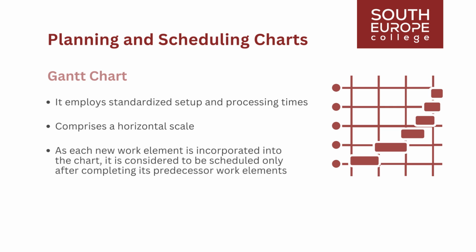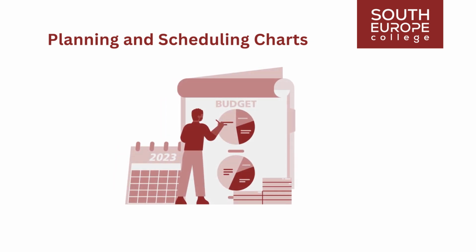As each new work element is incorporated into the chart, it is considered to be scheduled only after completing its predecessor work elements. Once the project is in progress, the Gantt chart serves as a tool to assess the status of individual work elements and the project as a whole. Once generated, the Gantt chart is a valuable tool for labor planning, resource allocation, and budgeting.